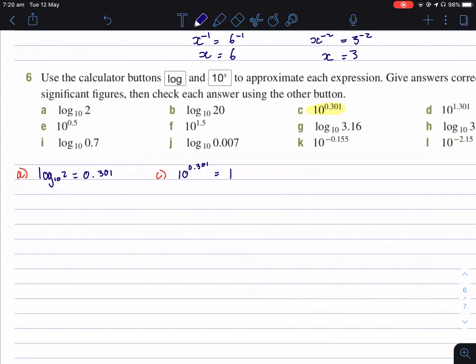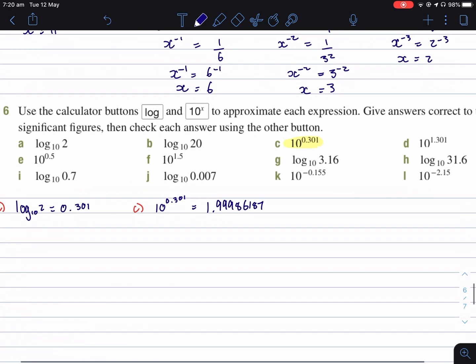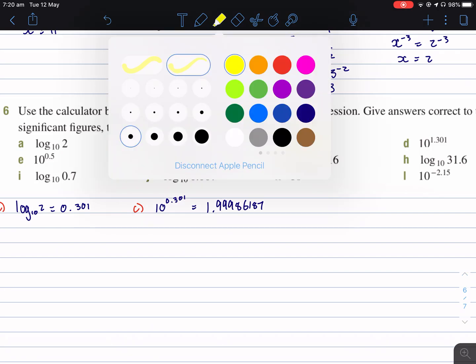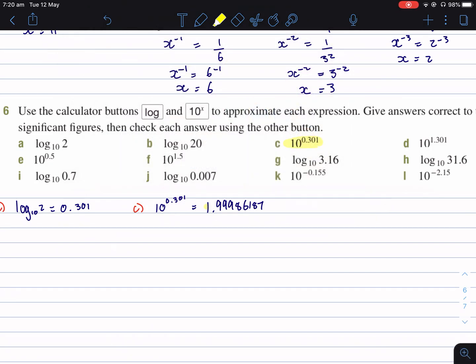So that was 1.9998618. We want 3 significant figures. Now, whenever they're talking about 3 significant figures, they want 3 figures from the first actual non-zero figure, which in our case, we would round up, so it would be 2.00.